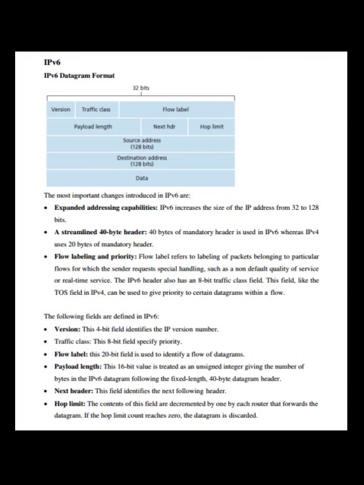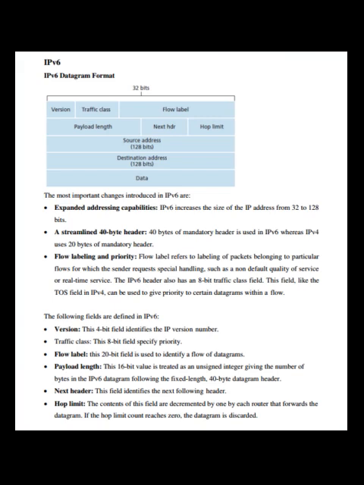This field, like the TOS field in IPv4, can be used to give priority to certain datagrams within a flow. The following fields are defined in the IPv6 version. Version: this 4-bit field identifies the IP version number. Traffic class: this 8-bit field specifies priority. Flow label: this 20-bit field is used to identify a flow of datagrams.